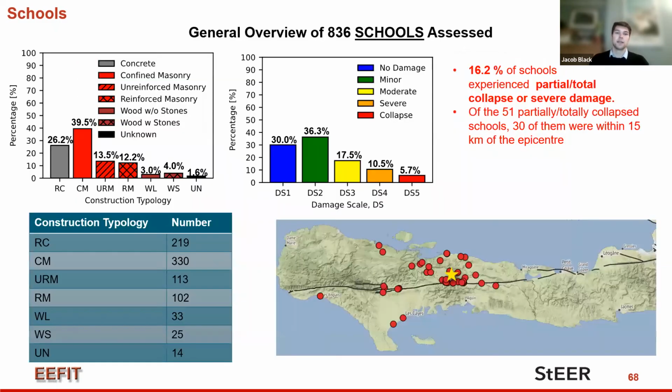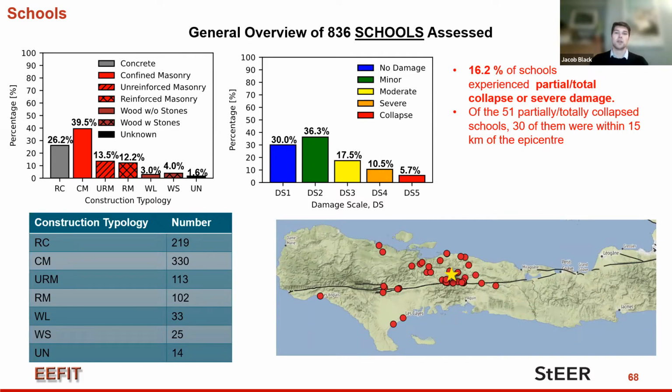So on the next slide, it can be seen that in terms of typology, 40% of the schools were confined masonry and 26% were concrete frame with masonry infill. Conversely, only 3 and 4% were schools with wood light frame and wood with stone infill.